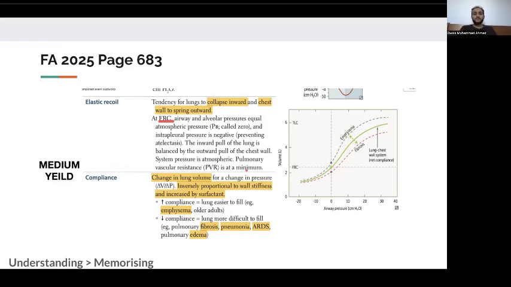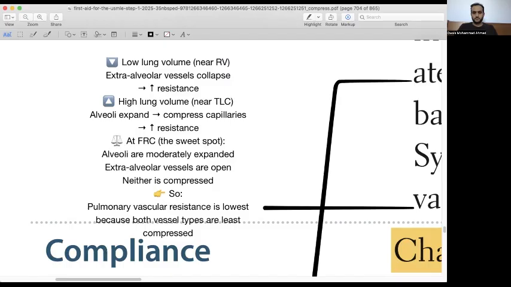Now, why is this going to be at a minimum? Well, this is a very interesting point. The reason is that lung volume is going to be quite low here, and when there is low lung volume, the extra-alveolar vessels collapse, and that will increase resistance. At high lung volume, the alveoli expand, which would compress capillaries, and that again increases resistance.